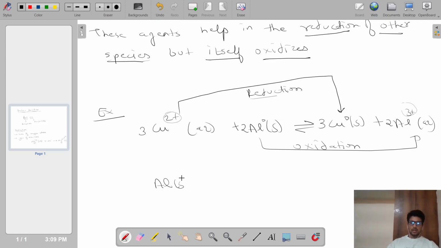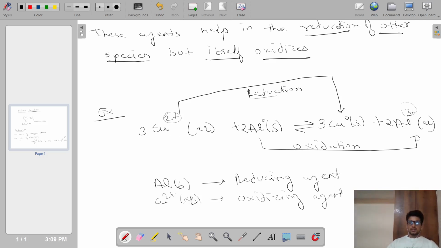So aluminum solid is your reducing agent because it is itself oxidizing, right? And your copper dipositive aqueous is the oxidizing agent because it is itself reducing but it is helping in the oxidation of the other element. Okay. So for this class, we're going to stop here, and this is going to help you later in electrochemistry to understand where the electrons are coming from and how they are flowing from one electrode to another. Thank you.